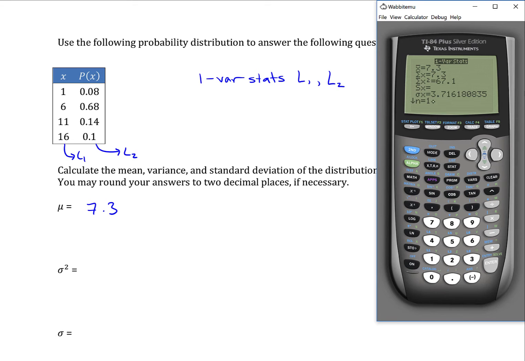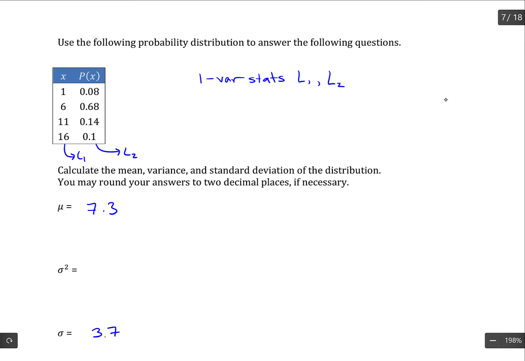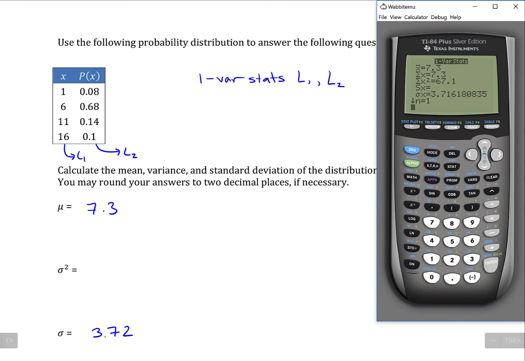The variance we'll get in a moment. The calculator doesn't give you the variance by default, but it does give you the standard deviation, so we'll answer that to 2 decimals, which would be 3.72. Notice that there is no sample standard deviation given, and the reason is that the sum of our probabilities adds up to 1. Now, for the variance, what we need to do is take the standard deviation and square it.